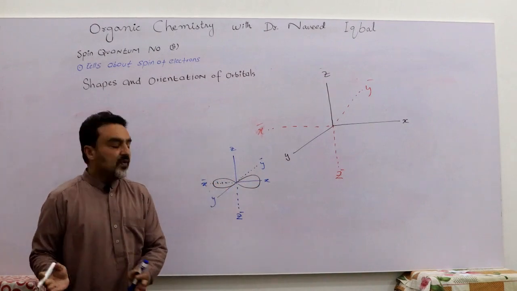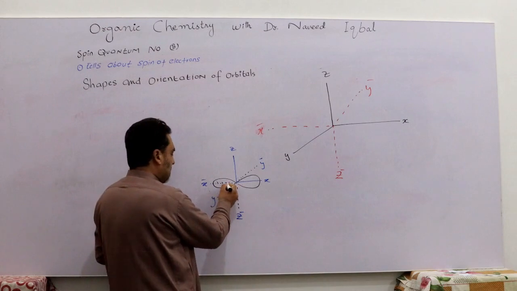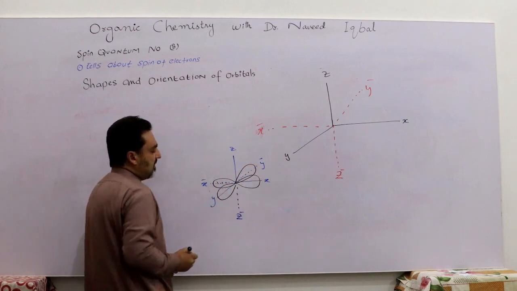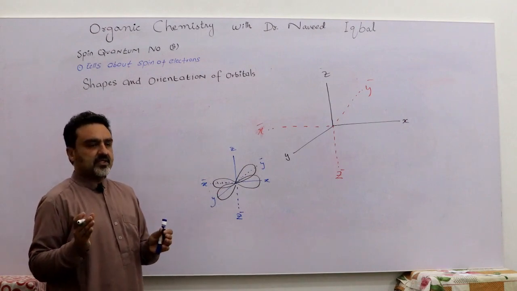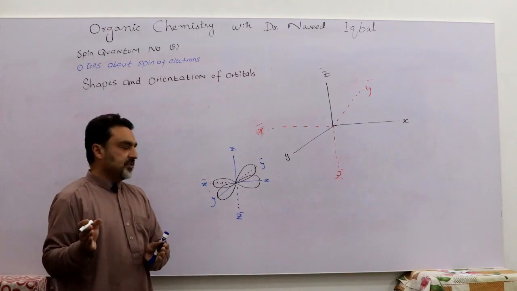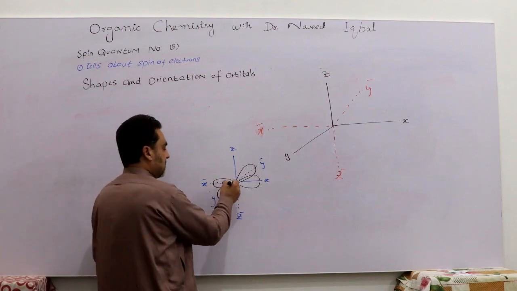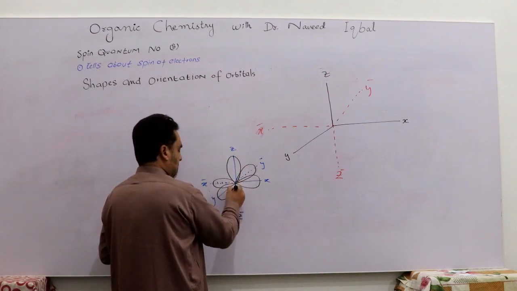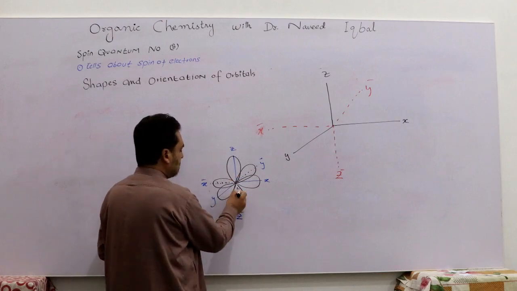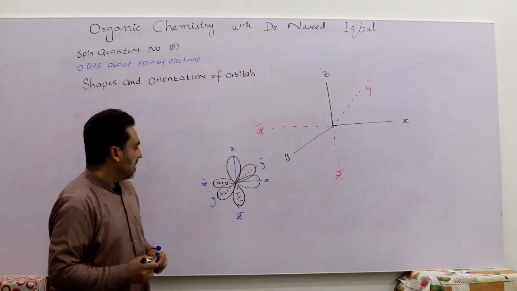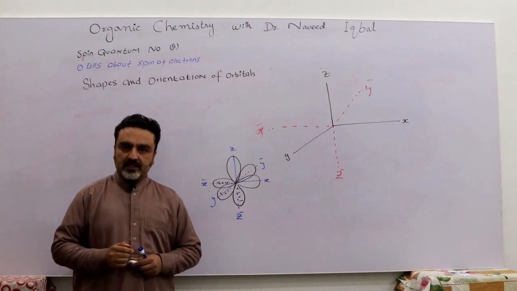What about the py? The py is arranged like this. I am writing on a two-dimensional board, so it's quite difficult to draw three-dimensional things, but you understood it. And the other orbital is like this. This is one lobe and this is the other. These orbitals look like this.